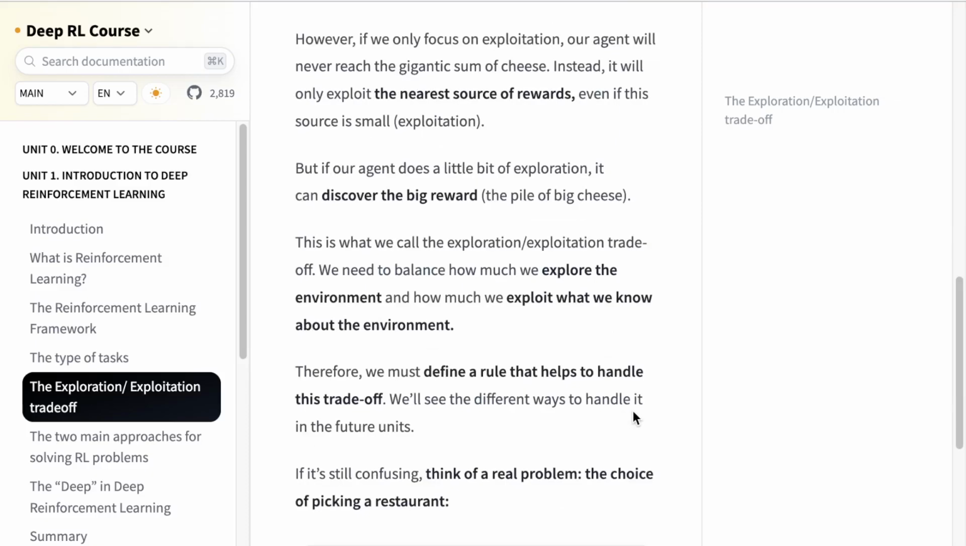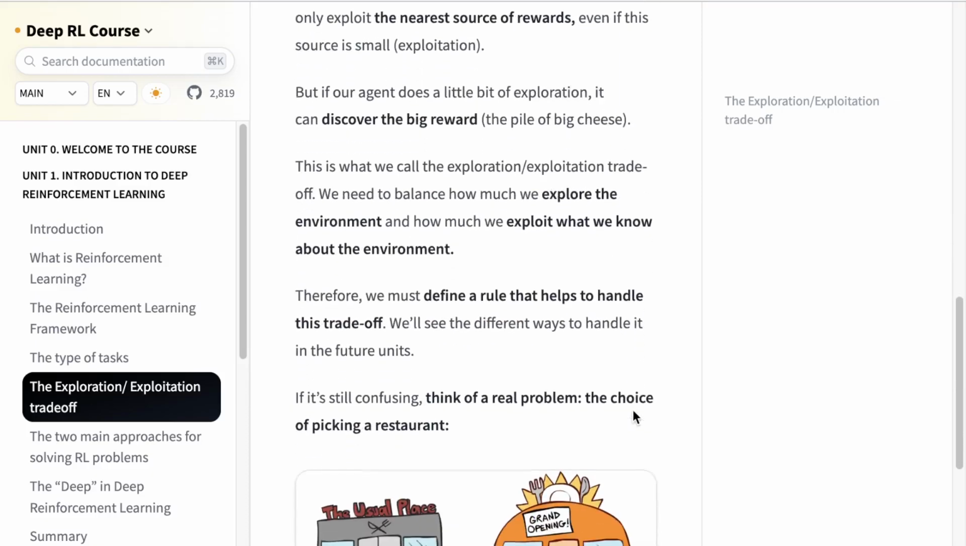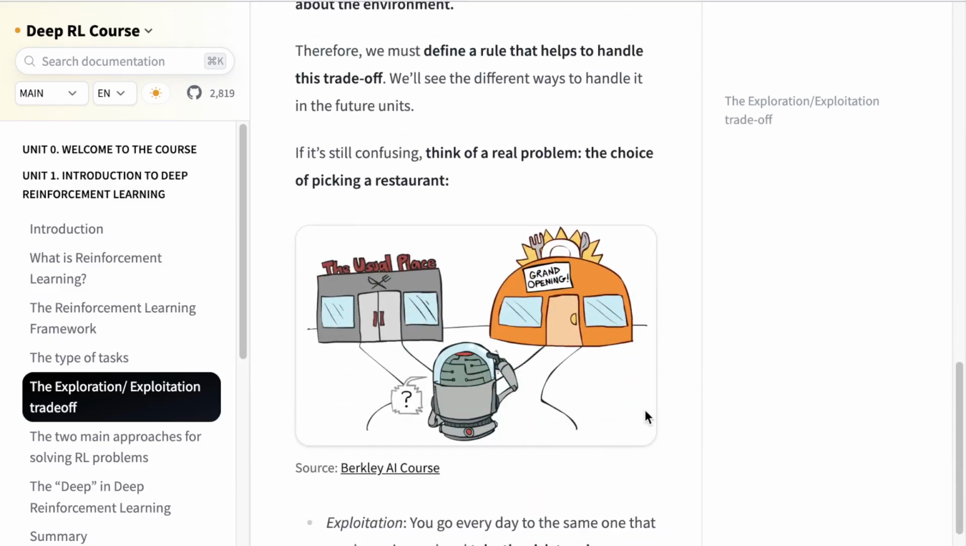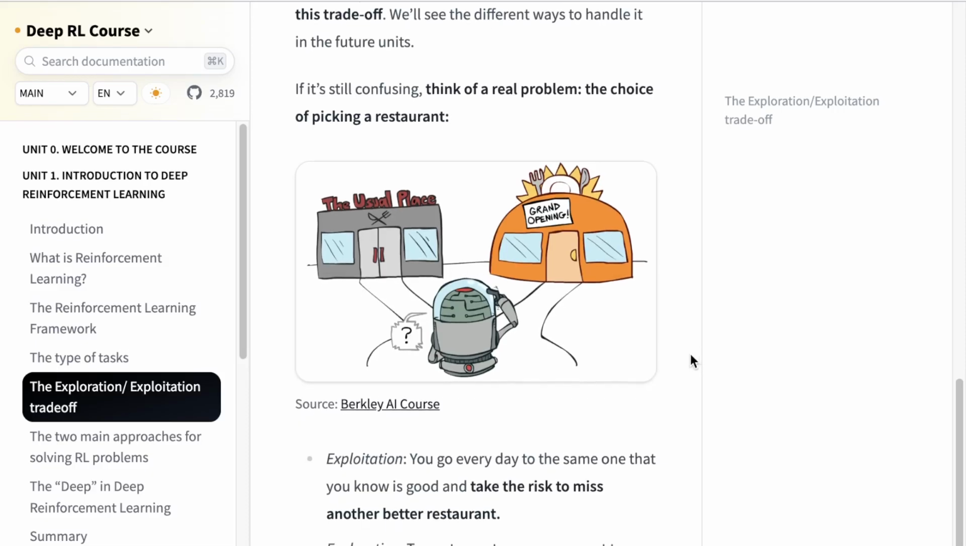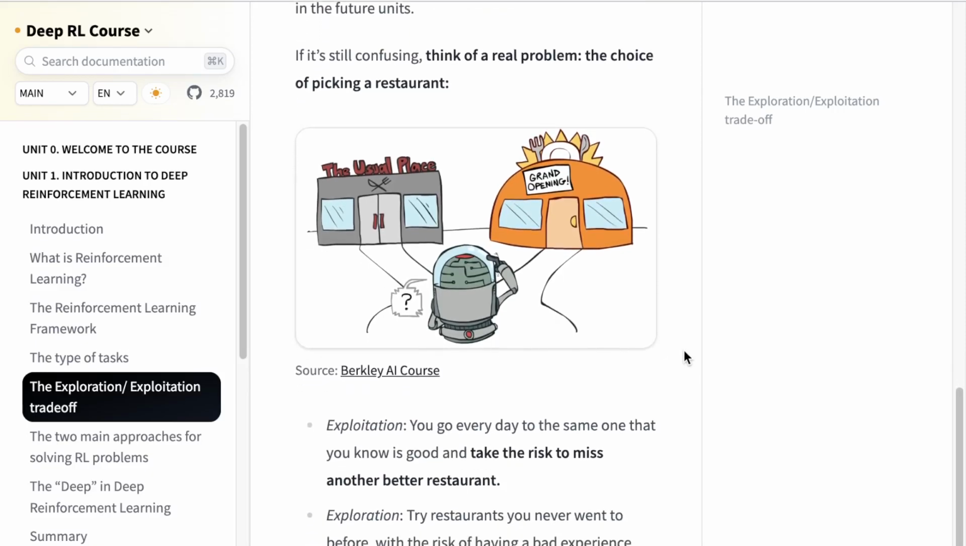But if it's still confusing, think of a real problem, the choice of picking a restaurant. Here there's a usual place and a grand opening. Exploitation: you go every day to the same one that you know is good and take the risk to miss another better restaurant. Versus exploration: try new restaurants you never went to before with the risk of having a bad experience, but the probable opportunity of a fantastic experience, right? How much of a risk taker do you want to be?